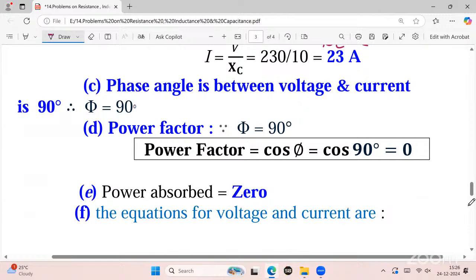Power consumed, power absorbed, true power, average power: the meaning is the same because of resistors.